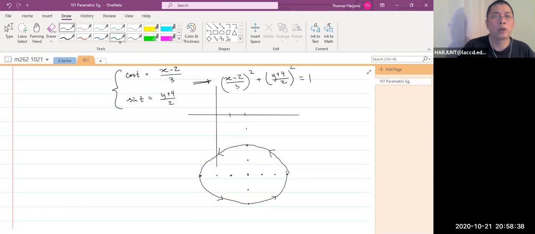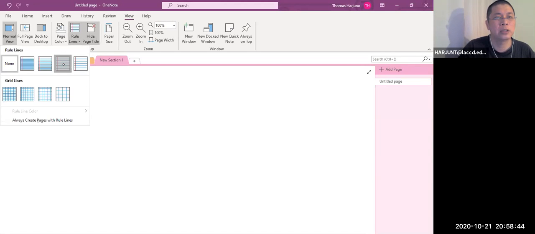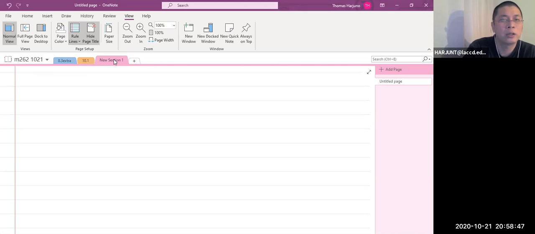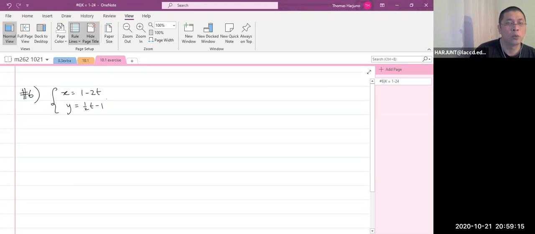Okay, let's do more problems. I open a new page. Let's call this 10.1 exercise. Let's take a look in our textbook. Maybe we do number 6 first. Number 6, the parametric function x equals 1 minus 2t, y equals 1/2 t minus 1, where t is between -2 and 4.